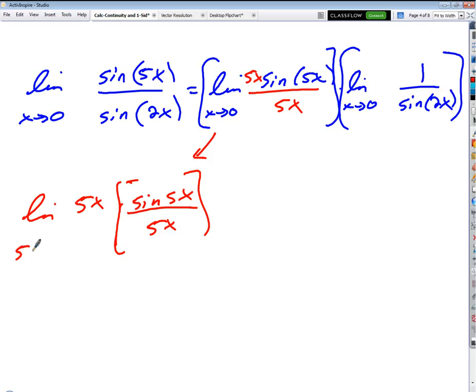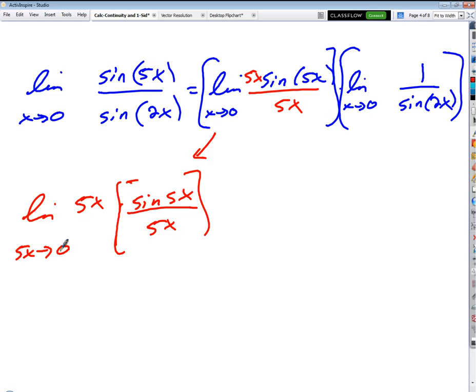Wait, why do you have a 5x on the top and a 5x on the bottom? Well, because I've got a 5x theta, I have to multiply top and bottom. But the bottom one I want to include with that sine 5x because that's our standard form. That's our known limit, sine theta over theta. Times, now what about this guy over here?